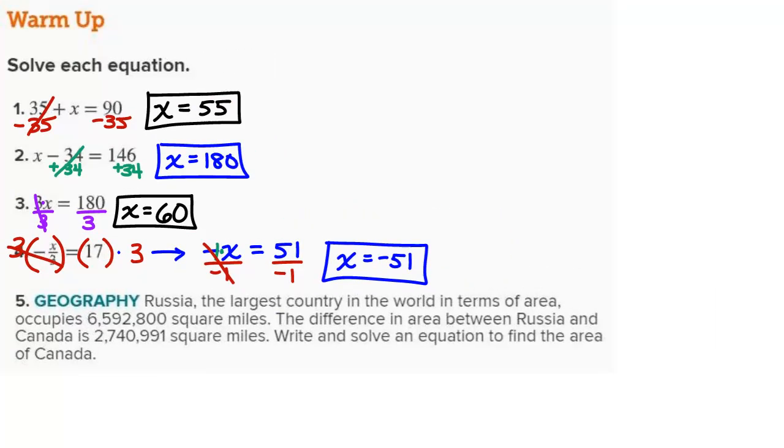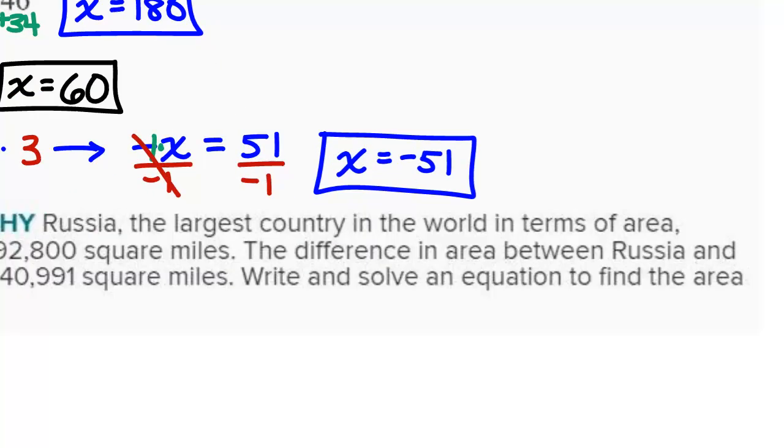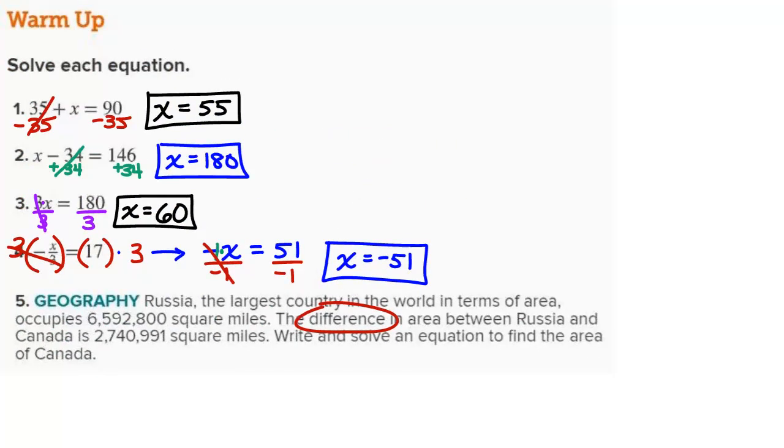Russia, the largest country in the world in terms of area, occupies 6,592,800 square miles. The difference in area, difference means what operation? Subtraction. The difference in area between Russia and Canada is 2,740,991 square miles. Write and solve an equation to find the area of Canada.